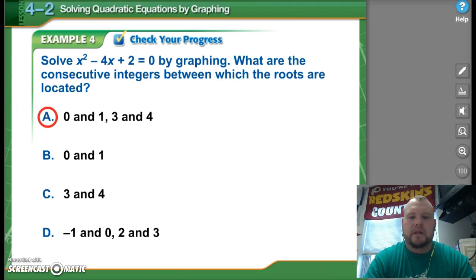So the answer here is that there are going to be 2 roots. The first root will be somewhere between 0 and 1, and the second root is somewhere between 3 and 4.